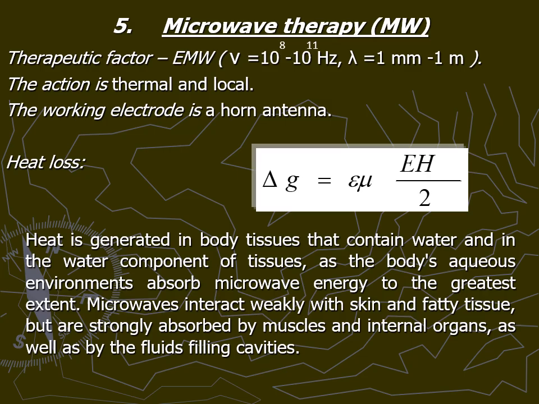A horn antenna is used as an emitter, but the heat loss will depend on both the electrical and magnetic components. The heat losses are determined as the dielectric constant of a substance multiplied by the magnetic permeability of a substance, multiplied by the magnetic field strength, the electric field strength, and divided by 2.